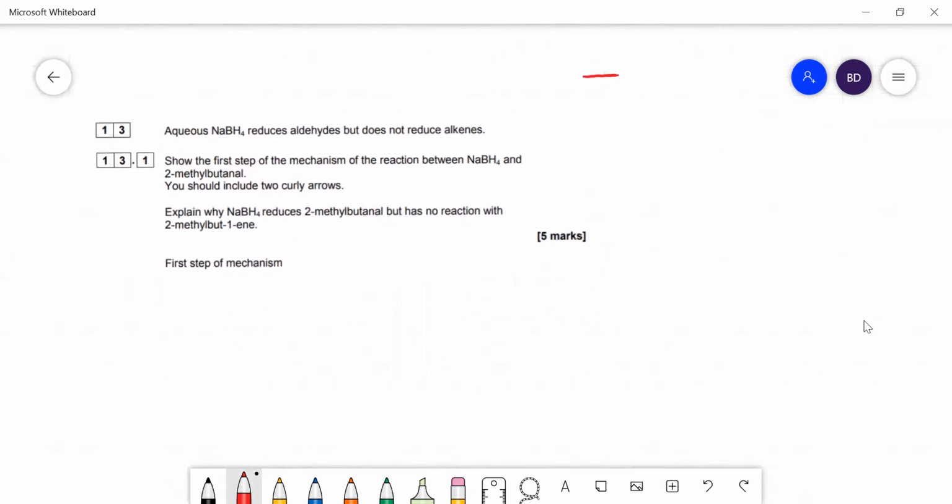Okay, we've got sodium borohydride reduces aldehydes, but does not reduce alkenes. Show the first step in the mechanism of the reaction between NaBH4 and 2-methyl butanal. Right, so here we should only draw the hydride ion. We don't draw the full NaBH4, to simplify things. So we need to draw 2-methyl butanal first of all. Butanal, we need 4 carbons. 2-methyl, so I need to put a CH3 on there. I think I'll simplify that, just call it CH2CH3.